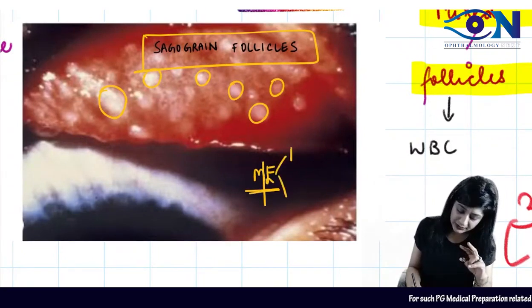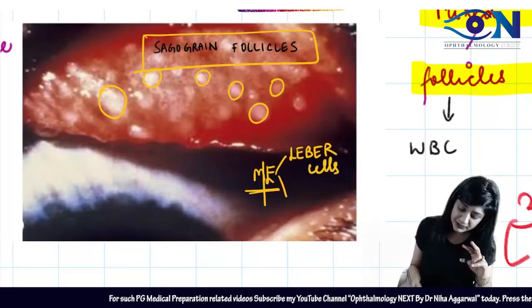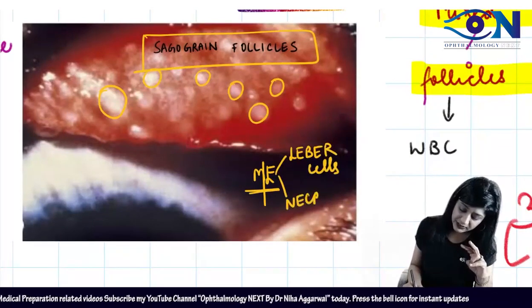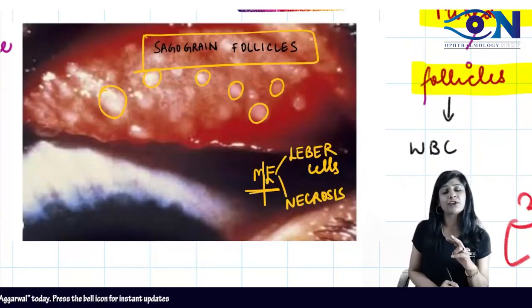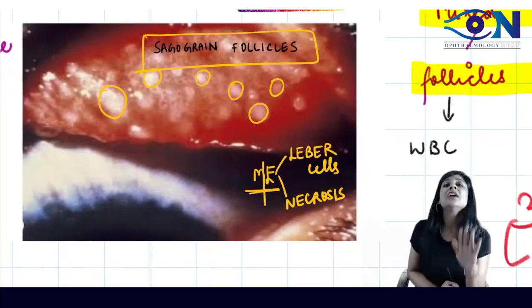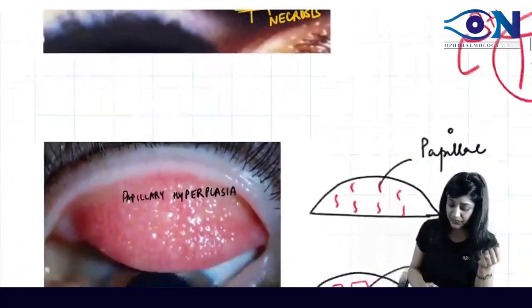One is your Leber cells, the micro part. You are getting the Leber cells and you are seeing the signs of necrosis, so you are sure that this is a case of trachoma only. While the second thing is the papillary hyperplasia.